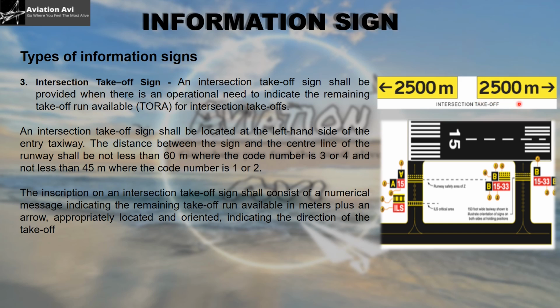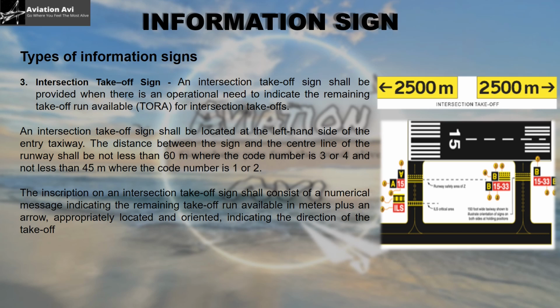It gives the numerical values of the remaining takeoff run available, supplemented by the arrow, which gives the direction in which it has to take off to have that particular numerical value, that is 2500 meters in this case, of takeoff run available if it takes off towards the right.